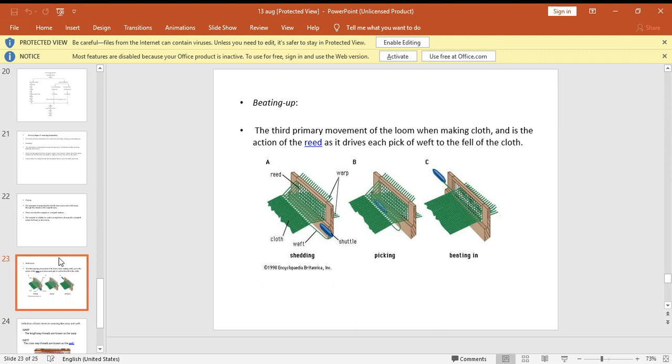So you can see here first I have given shedding, this is picking and this is beat up. In shedding you can see the warp yarns, weft yarns, shuttle, reed and cloth. And here in picking you can observe the shuttle insertion of weft yarn, and this is the reed, the action of the reed as it drives each pick of the weft to the fell of the cloth. So these are the three process stages of weaving.